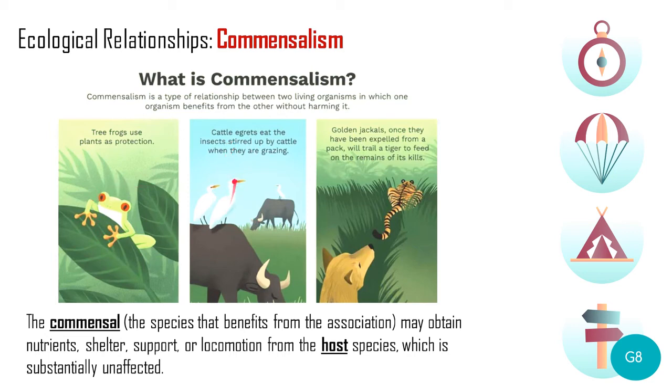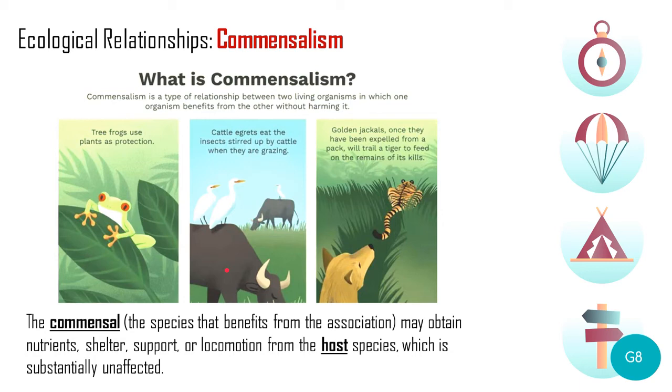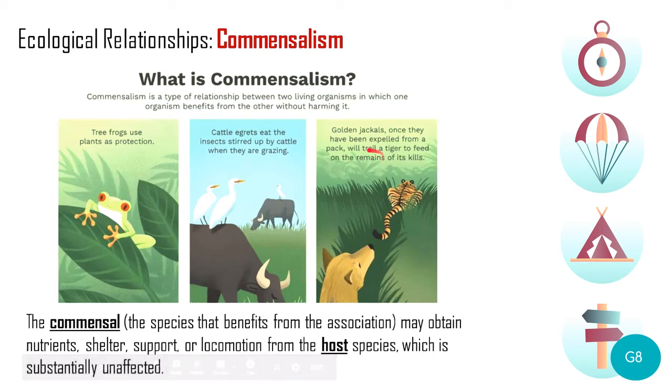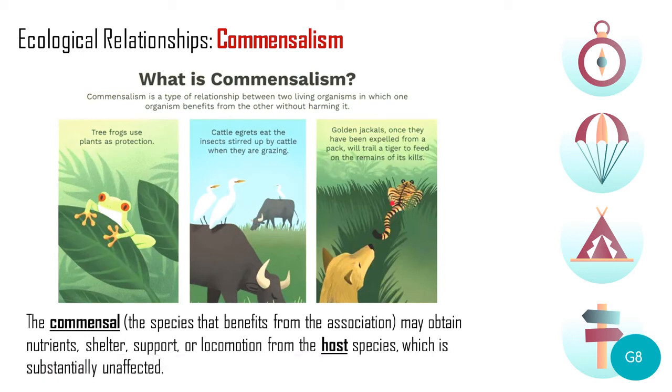So cattle egrets eat the insects stirred up by the cattle when they are grazing. So that makes them the commensal, while the cattle or the cows are not affected. Golden jackals, a dog-like organism related to dogs, once they have been expelled from a pack, will trail a tiger to feed on the remains of its kill. So the commensal there will be the golden jackal, because it is the one that benefits from the remains of the kills of the tiger, and then the tiger is the host because it's not affected whatsoever.